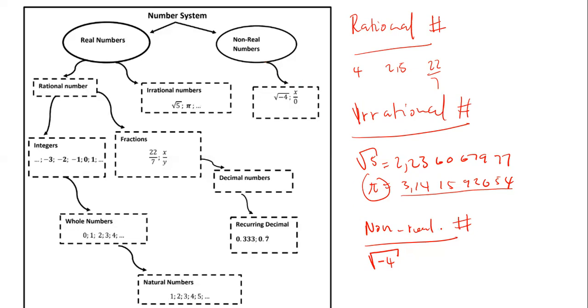Another example of a non-real number is anything divided by zero. You can go to your calculator right now and type, for example, 2 divided by zero. You're going to see it gives you a math error. Why does it give you a math error? Because 2 over zero is regarded to be a non-real number. Is that clear? I hope that's clear.